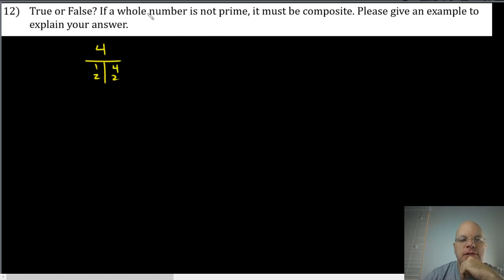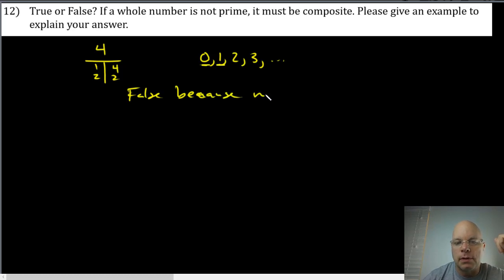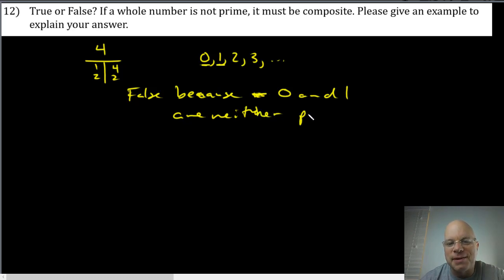But the key here is it says if a whole number, and what do the whole numbers start with? 0. Whole numbers are 0, 1, 2, 3, and 0 and 1, while they're not prime, they're also not composite. And so 0 and 1 are the exceptions. So I'll say false, because 0 and 1 are neither prime nor composite.